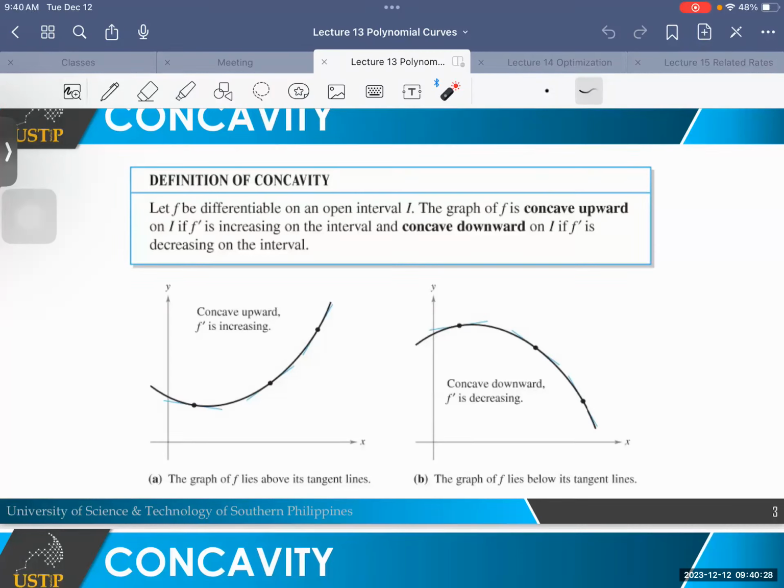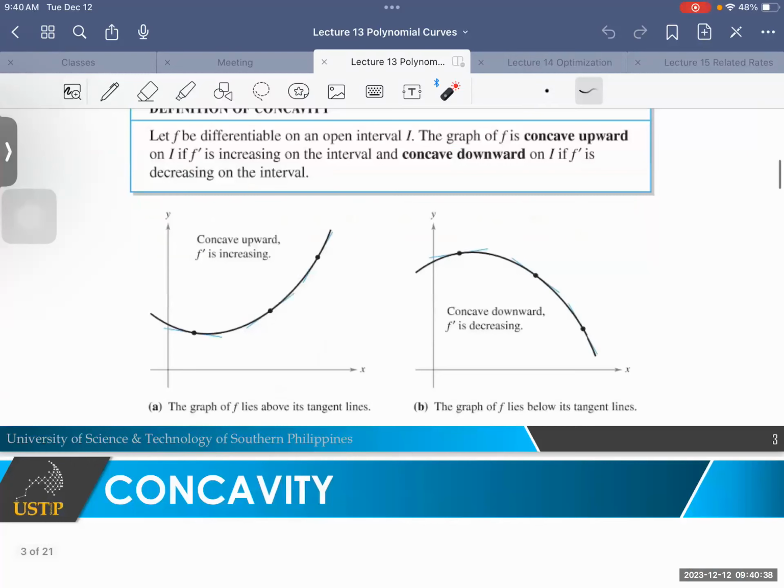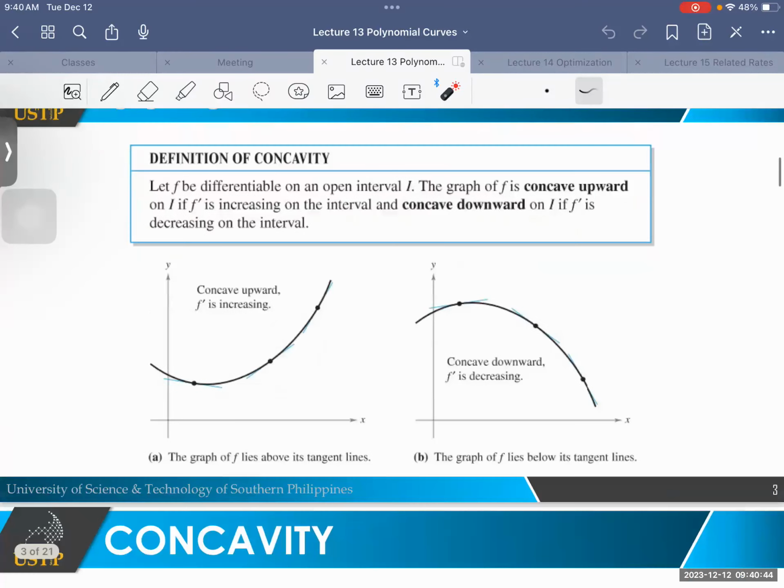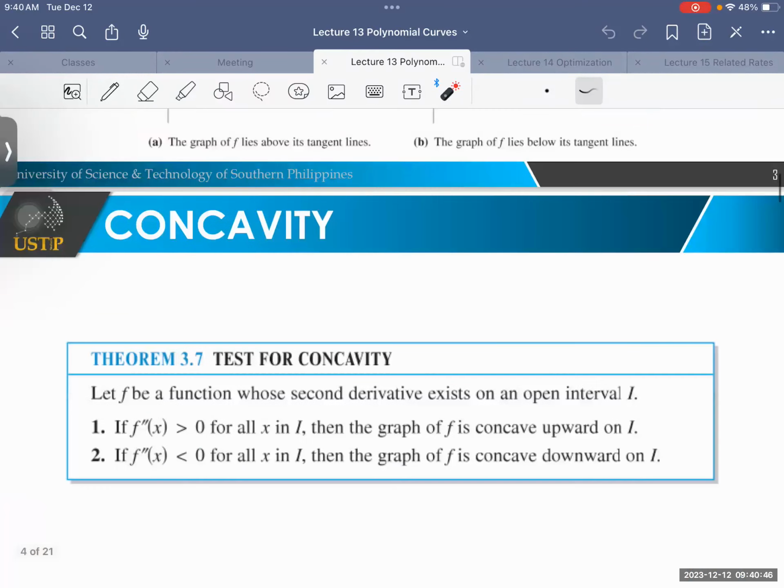But actually, the graph is not the definition of concavity, class. We only give you the graph to show what concave upward and concave downward look like. But as to how we solve and how we know that it is concave upward, we're going to be learning what we call the second derivative test. Okay, but first, let's have this theorem 3.7, the set of tests for concavity. How do we test the concavity?